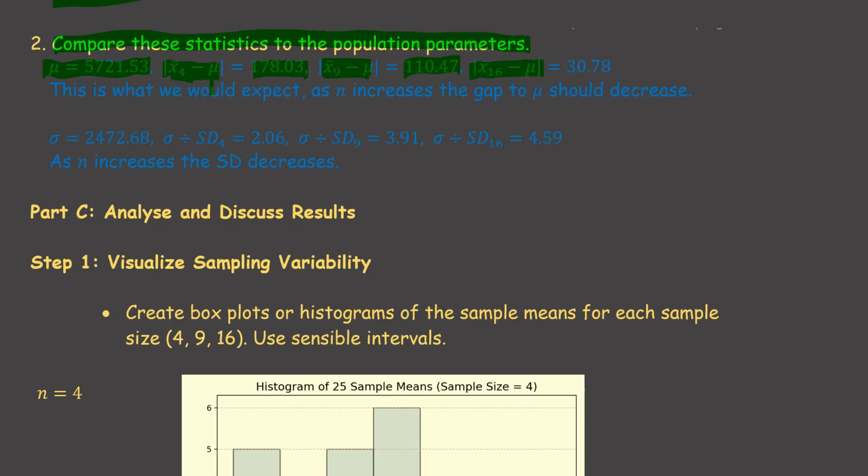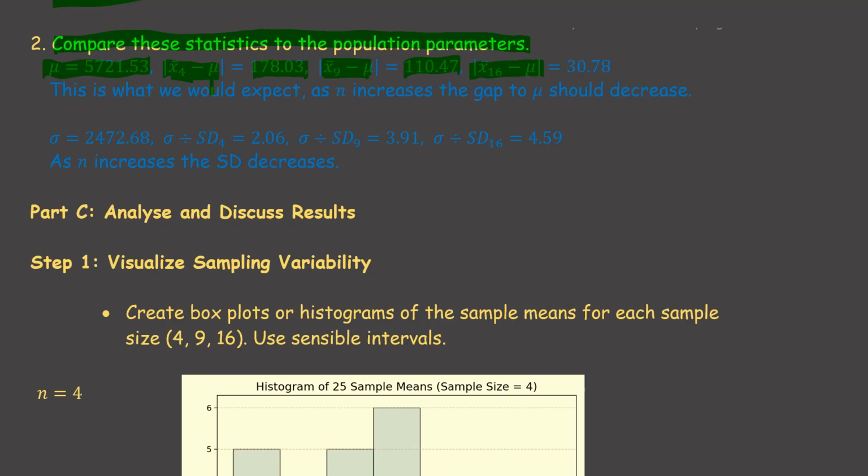Observe how the variability of the sample means decreases as the sample size increases. We can see that the variability decreases both by looking at the standard deviations and the histograms, and that's the axis that I pointed out. So we've got a couple of discussion questions here. How do the sample means compare to the population mean as the sample size increases?